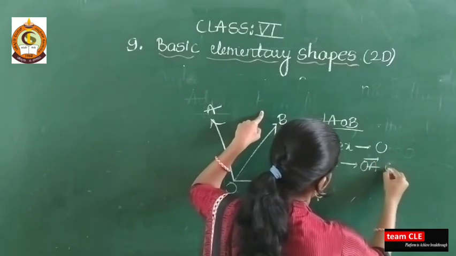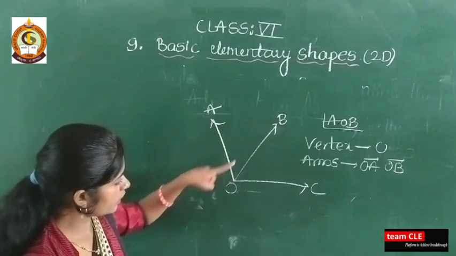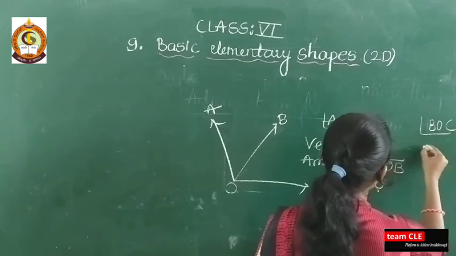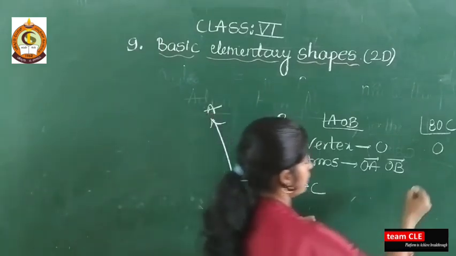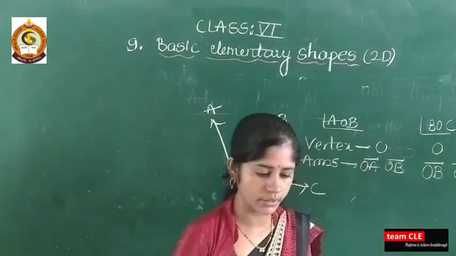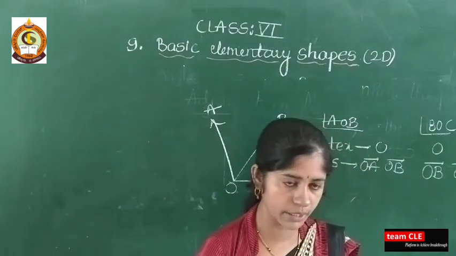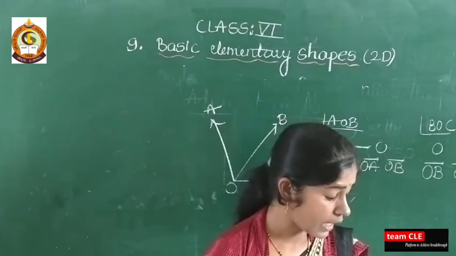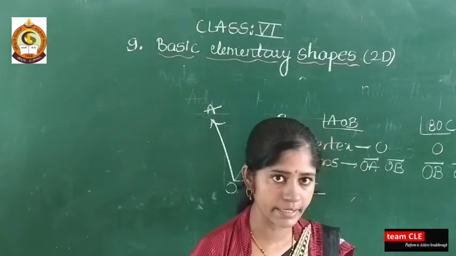Tell me, one more angle has formed here. Angle BOC, and here also the vertex is O and the arms are OB and OC. Yes, understood how to solve this? From exercise 9.3 I have solved the third, fourth and fifth questions. Very important. Later I taught angles, interior and exterior of an angle, and adjacent angles.